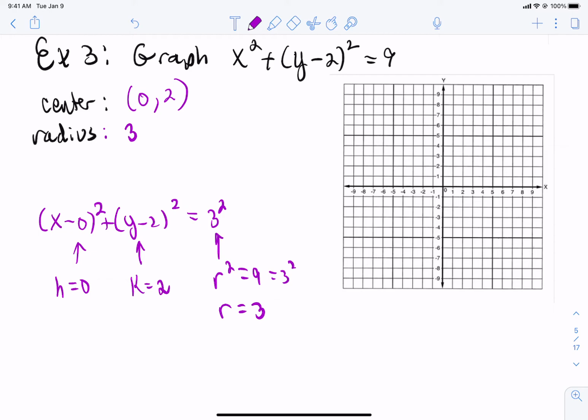Now that we know all the pieces and parts, let's graph our circle. We're going to go over to the point 0, 2. So we're going to go 0 left and right, but then up 2. So that just puts us on the y-axis at the point 2. Now from there, count 3 up, 3 down, 3 left, 3 right. And so 3 up. Oh, let's label that as center. 3 down, 3 to the left, 3 to the right. Make a circle. You're good to go. Okay? There's example 3.